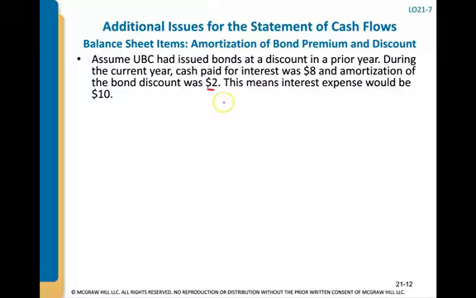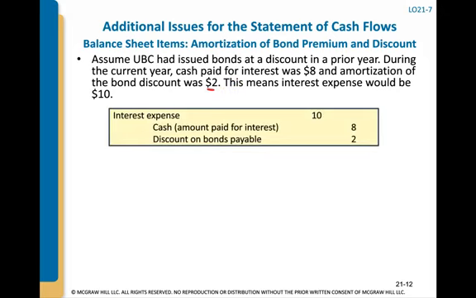If you recall back to when we learned about bonds, a bond can be issued at a premium or a discount. And if it's issued, let's just say in this case, at a discount, that discount is amortized over the life of the bond based on the number of interest periods being paid. So the amount that we pay in cash for interest is not the amount we record as interest expense.